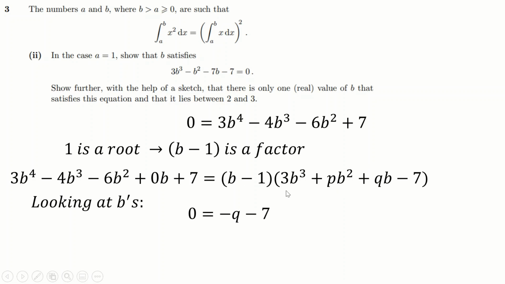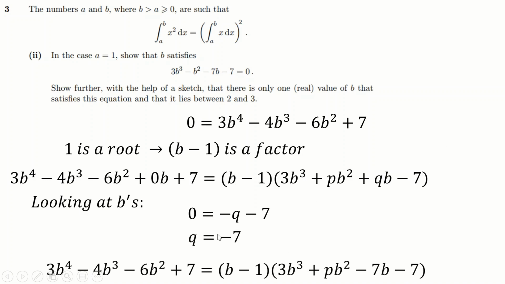Well, if I were to expand this for the b's, I'd get 1b from these 2 times multiplying. That would be a minus q lots of b. And I'd also get b's from these multiplying. That would be a minus 7 lots of b. So minus q minus 7 must be 0. So q is minus 7. So we can put that in there. So that's good. Now all I need is p.